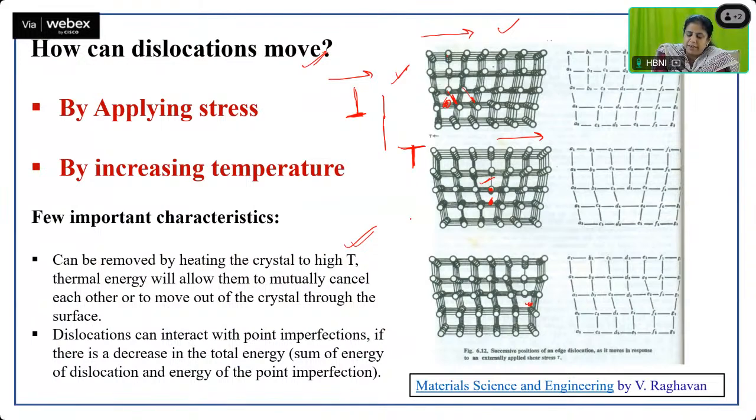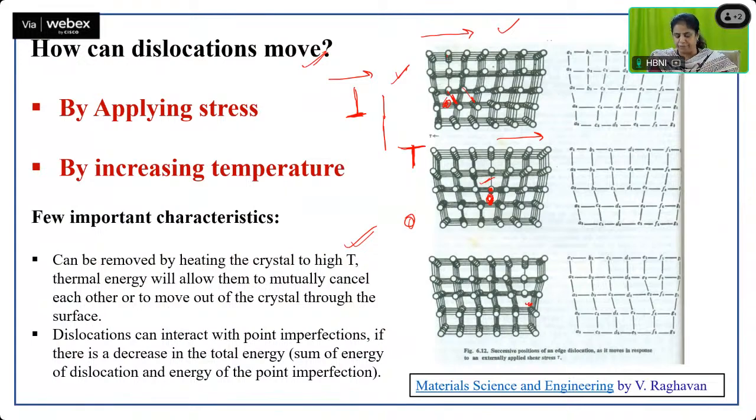Now, suppose I have an interstitial. That interstitial would prefer to come and stay in this region where the atoms are slightly farther apart. And this will bring the energy of the dislocation down, making it more stable. So defects can interact. There are hundreds of ways in which defects can interact with each other. These are just two examples of how the dislocations can interact with other dislocations, or how a dislocation can interact with a point defect.